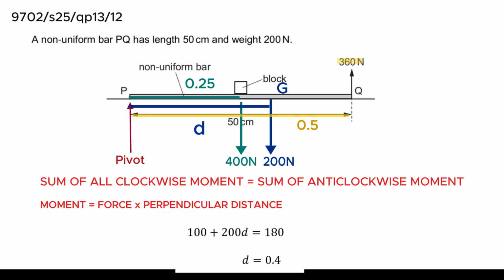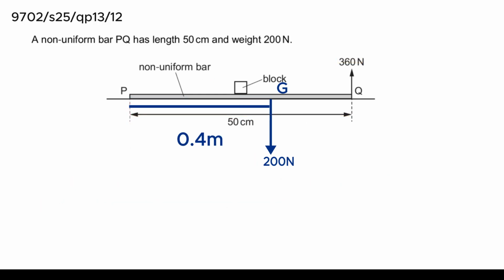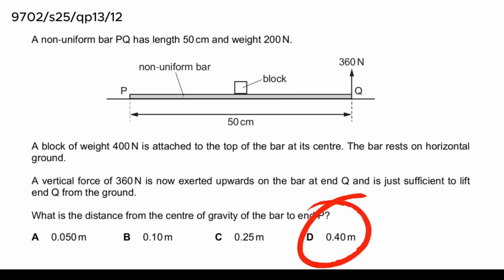So the center of gravity of the non-uniform bar PQ is 0.4 meters from P, meaning it's only 10 centimeters from Q. So the distance from the center of gravity to P is 0.4 meters. Option D is the answer. This is a beautiful example of how non-uniformity shifts the center of mass and affects torque balance.